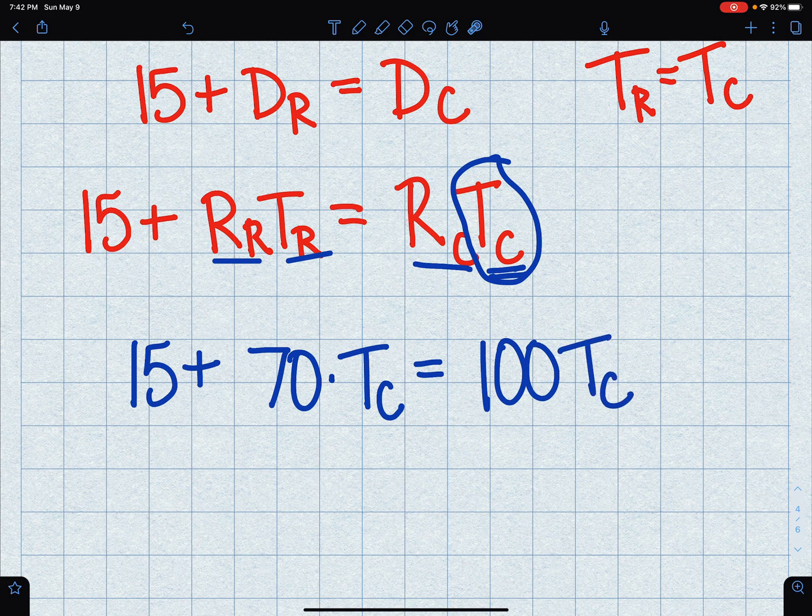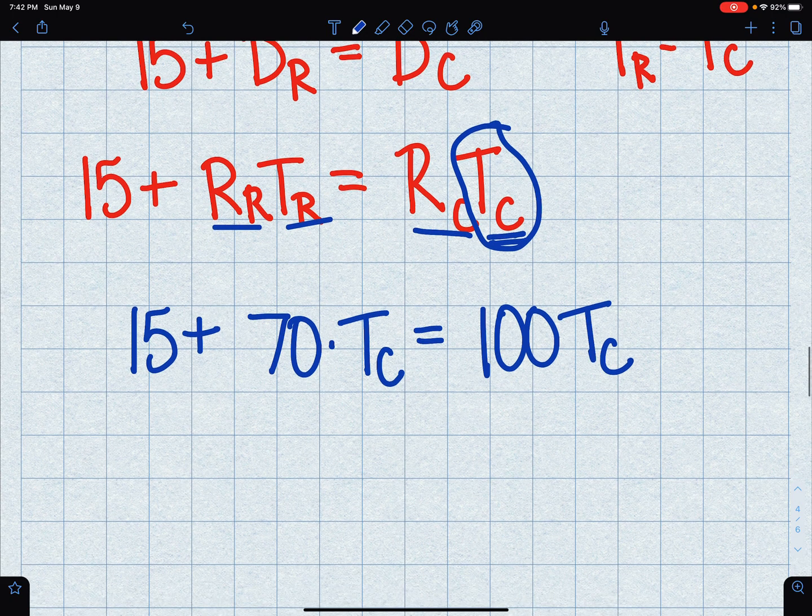Now we have an equation with only one unknown, even though there's like two there, because they're the same thing. They're both the same unknown. Okay, so here we just use the fact that TR is equal to TC. Okay, so let's simplify this.